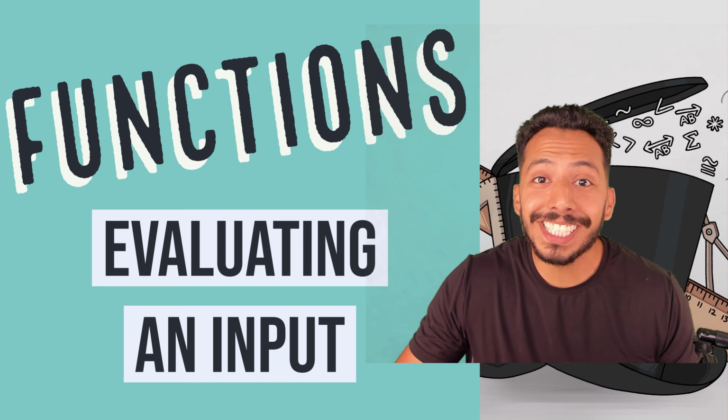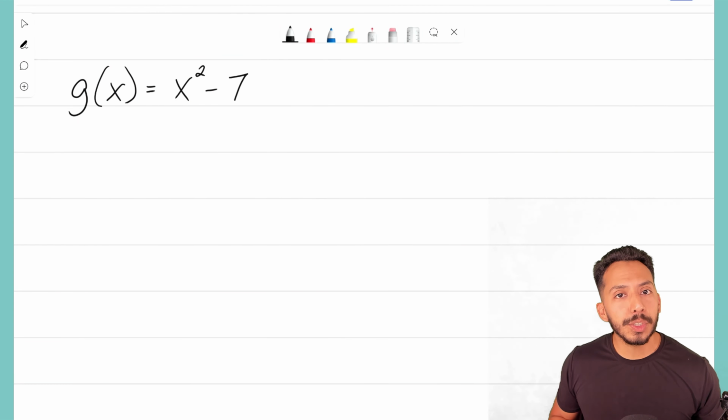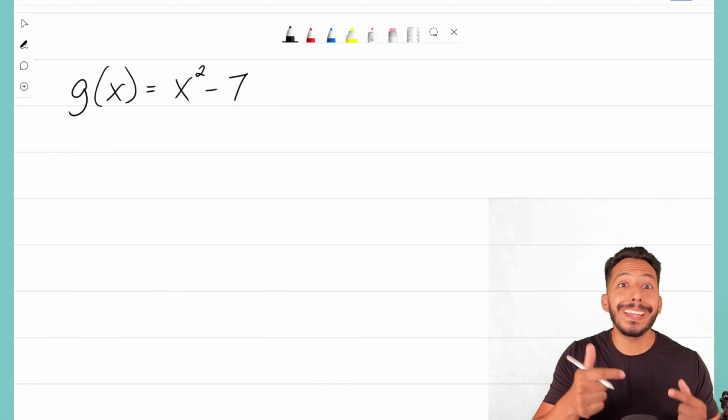We're taking a look at functions, and we're going to see if we can evaluate an input with a given function. So let's jump right into this problem where I have a function g of x equals x squared minus 7. That is our function. We now need to pick some inputs so that we can get their outputs.